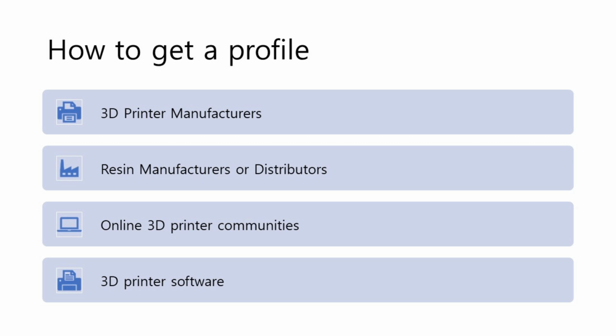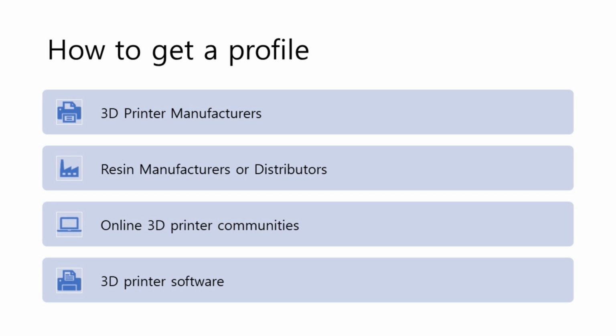Manufacturers often provide settings that are compatible with their products. 2. The resin manufacturers. You can also find profiles for your type of resin on the resin manufacturer's website. Manufacturers often provide settings that optimize their resins. 3. Online 3D printer communities. You can search the internet for 3D printer communities and forums to find resin profiles shared by other users. These communities share different settings and experiences and can be a great source of information.